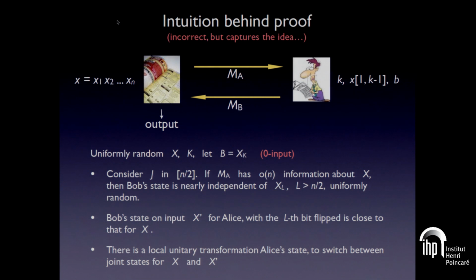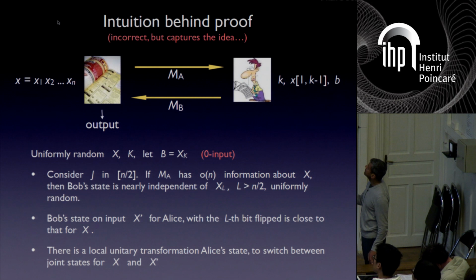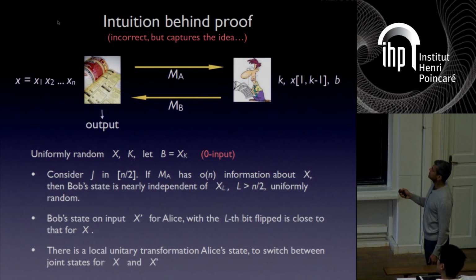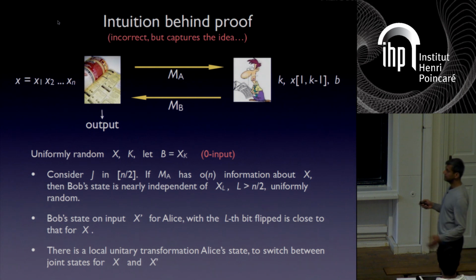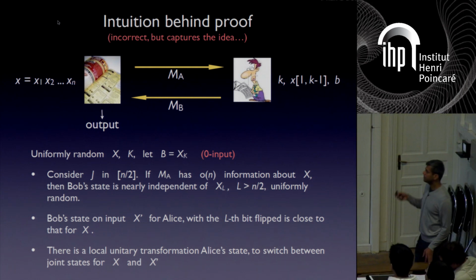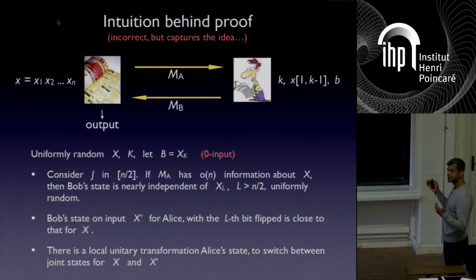Okay, so a little more formally, if these are quantum bits, and results in a joint entangled state between the two parties, what happens is that Alice can implement a local unitary transformation on her part of the register so that the joint state in the two cases where you have string x versus another string, let's call it x prime, where I've flipped one of the bits in the suffix, the two states are close to each other.